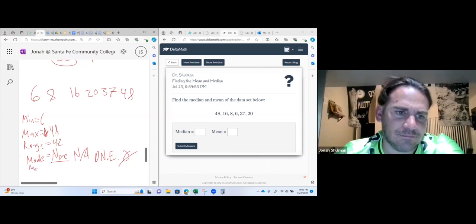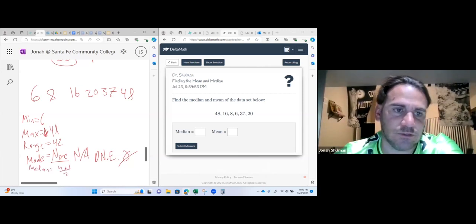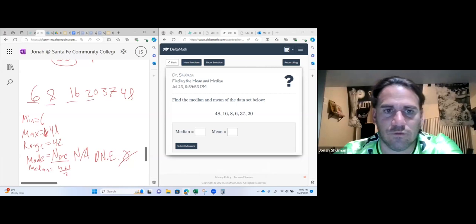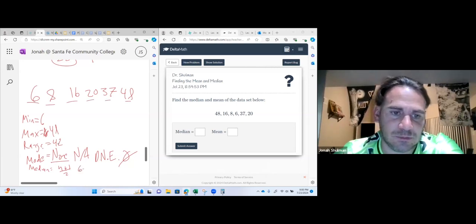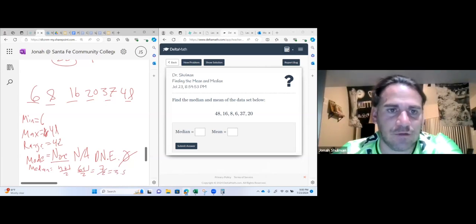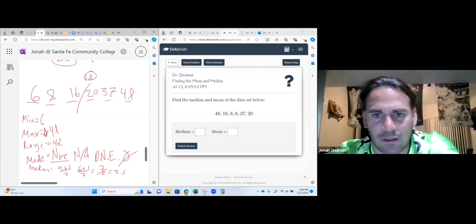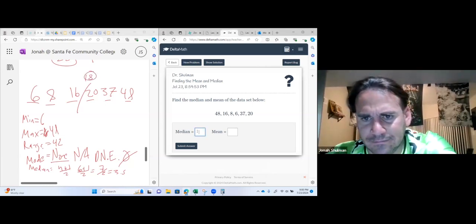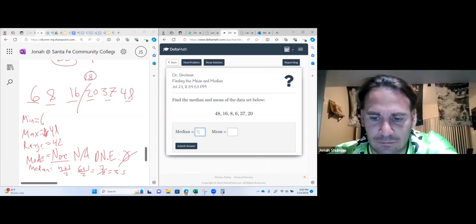Now let's get the median. I like doing the formula, but you can count. n plus 1 divided by 2. So it's 6 plus 1 divided by 2. 7 divided by 2 is 3.5. So between 3 and 4. What's halfway between 16 and 20? Our median is 18.